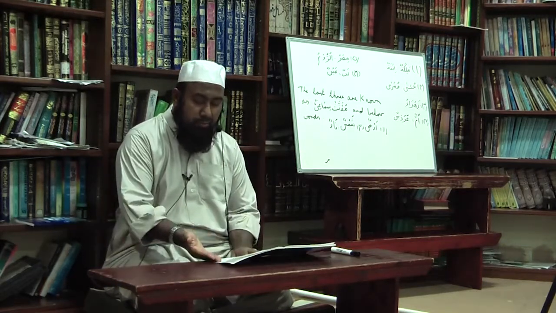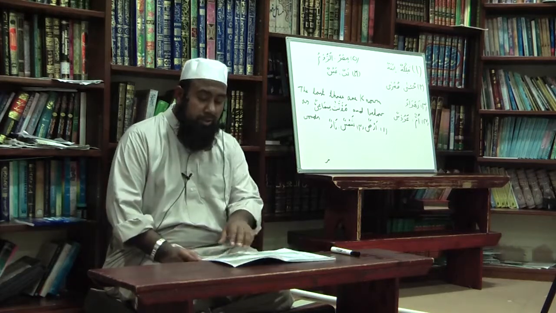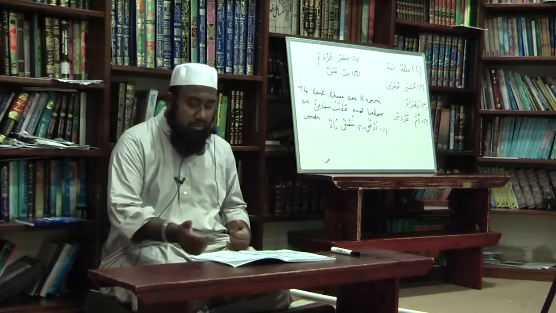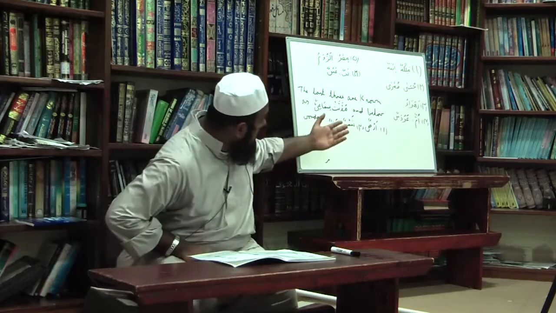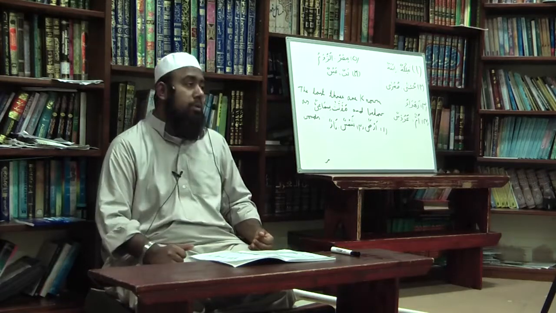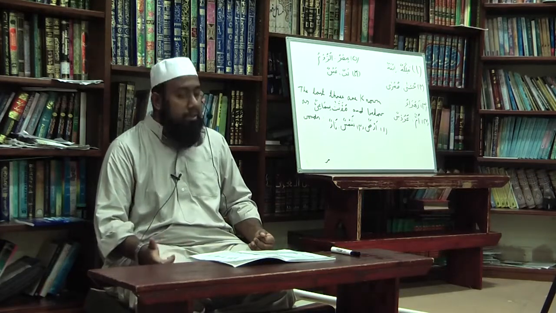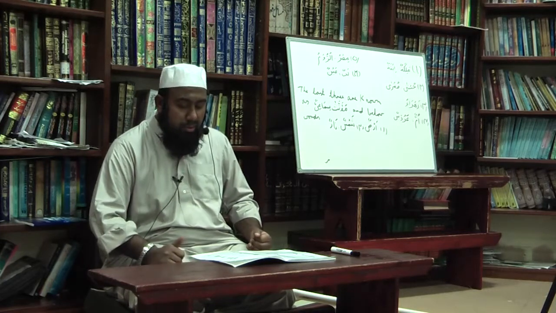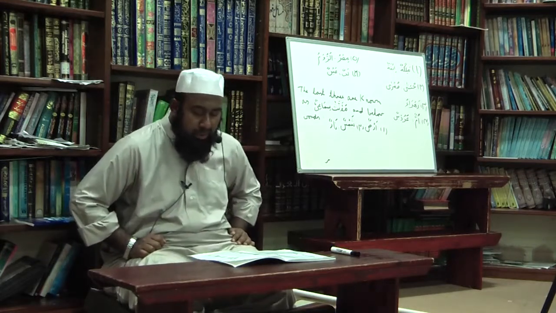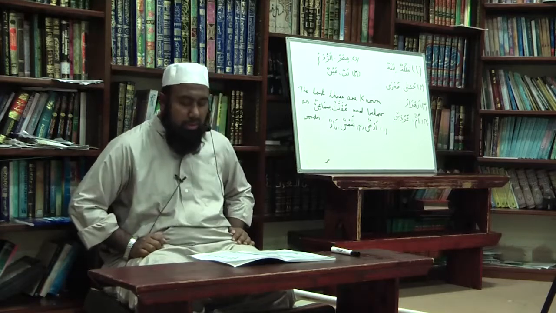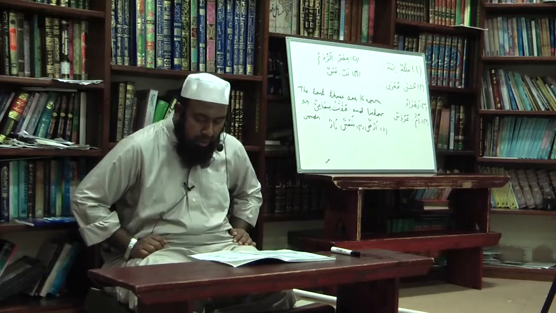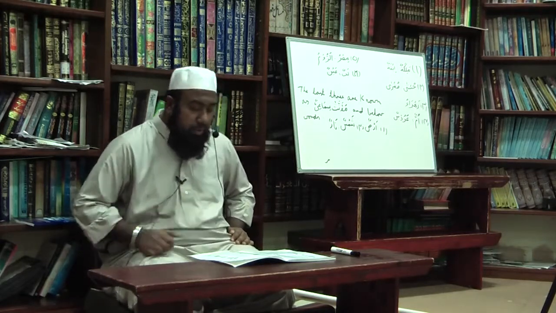So, kitabun, a book. As you can see, kitabun doesn't have any ta marbuta, does it? And it also doesn't have alif maqsura or alif mamduda. So straight away we can assume that it is muzakkar. Daftarun, an exercise book. Qalamun, a pen. Maktabun, a desk. Kursiyun, a chair. Sunduqun, a box. Miqassun, scissors. Hasubun, a computer. So these are all muzakkar.